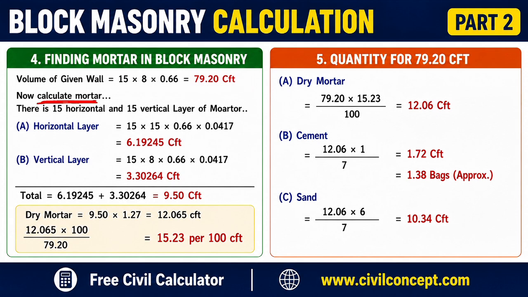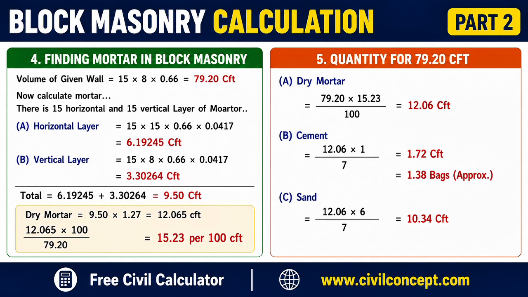Now let us calculate the mortar quantity. First calculate the horizontal mortar joints. Horizontal mortar volume is 15 multiplied by 15 multiplied by 0.66 multiplied by 0.0417. That gives 6.19 cubic feet. Next calculate the vertical mortar joints. Vertical mortar volume is 15 multiplied by 8 multiplied by 0.66 multiplied by 0.0417. That gives 3.30 cubic feet. Now add both quantities. Total wet mortar is 6.19 plus 3.30. That gives 9.50 cubic feet.